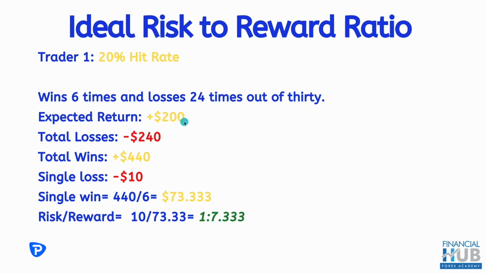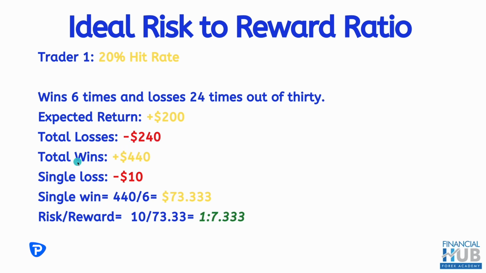Expected return is $200. And we know this trader is losing 24 times. Losing 24 times by risking 1%, that means you're down. 1% is $10, so you can do the math. That is 24 trades times $10. So that gives you your total losses. So we know our total losses is $240. Basically 24 times 10. That is $240.